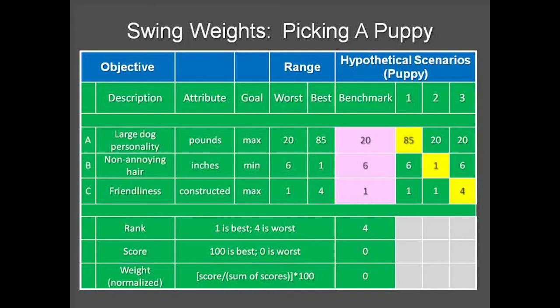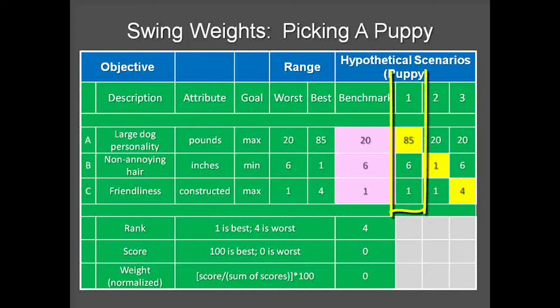We start by developing a benchmark scenario. That benchmark scenario is the worst case. Then we develop 3 other scenarios because we have 3 objectives. And each of those scenarios is associated with a different objective where we swing the score for that single objective from the worst case to the best case.